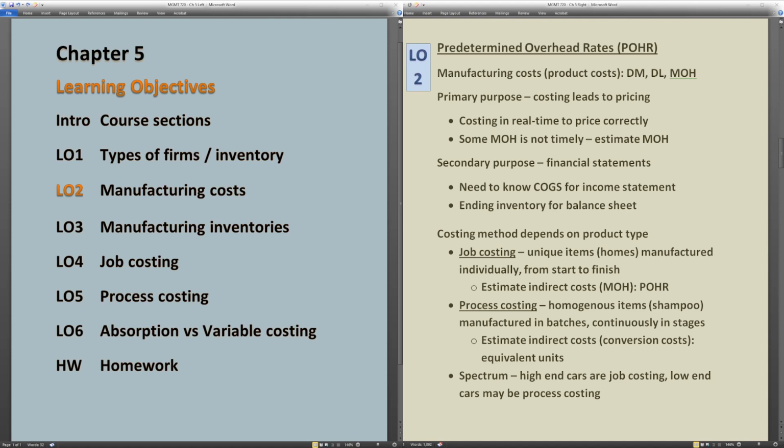And just realize that there are products. Job costing and process costing is sort of two ends of the spectrum. There are lots of products that could sit at one or the other, or sometimes they're in between and you could choose a job costing method or process costing method.